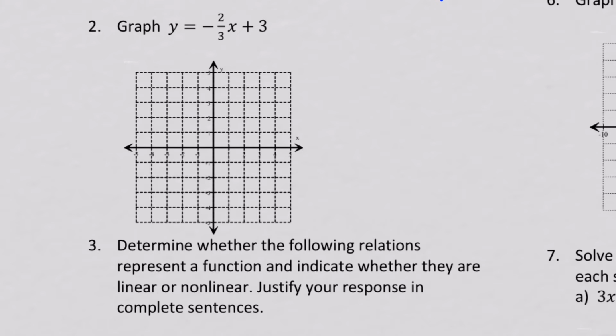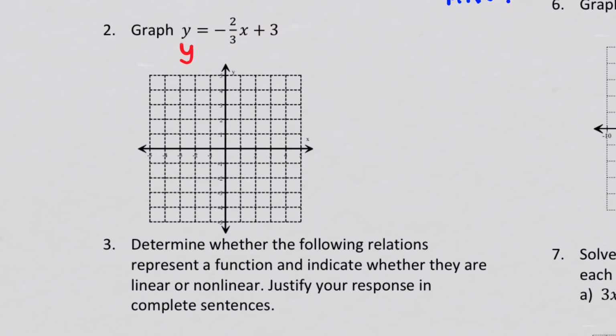Okay, number 2, we're asked to graph y equals -2/3 x plus 3. So the first thing here is let's identify what we have in this equation. If I look at my slope-intercept form, I can see that I have my slope and my intercept given to me in the beginning. So first, let's start with the y-intercept, which is going to be 3. To plot that point, I go to the y-axis, and I go to the point at y equals 3, there.